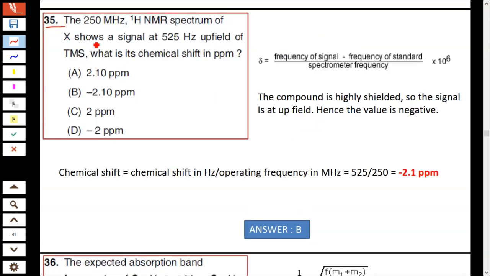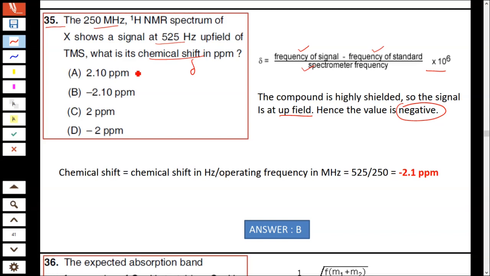Question number 35. A 250 MHz NMR spectrum of X shows a signal at 525 Hz upfield of TMS. What is its chemical shift? You have to calculate the chemical shift value. Chemical shift is given as the frequency of the signal minus the frequency of the standard, divided by the spectrometer frequency, into 10 power 6. This is the formula. The compound is highly shielded, so the signal is upfield, hence the value will be negative.